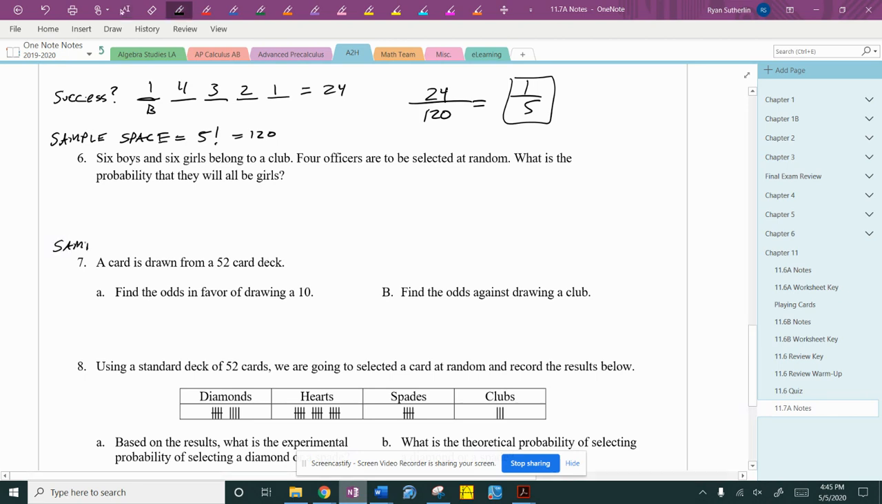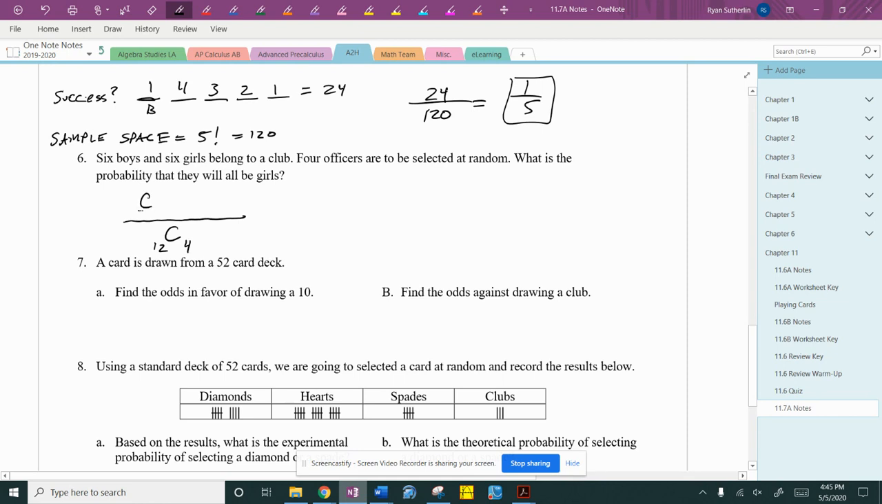So I set up my sample space, and what I'm going to start doing for this one is let's just do it all in one line of work here instead of writing out the separate things that I've been doing. So my sample space is I have 12 and I want to pick 4. So that's a 12 choose 4. What's the probability that they're all girls?